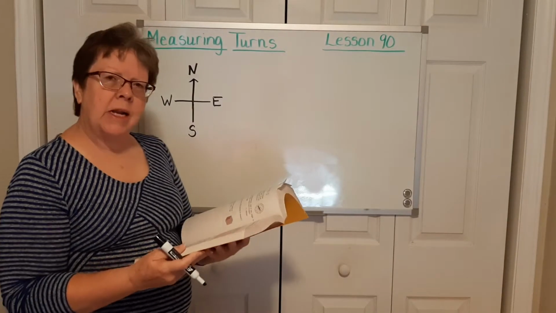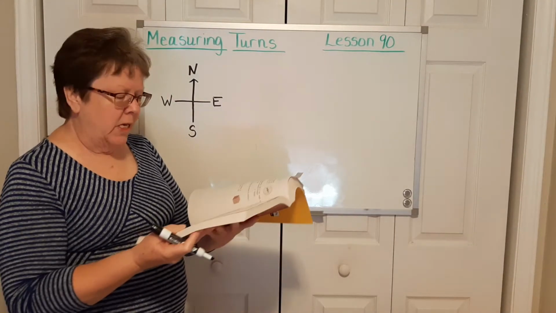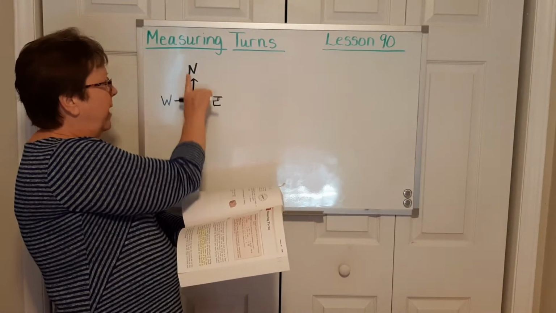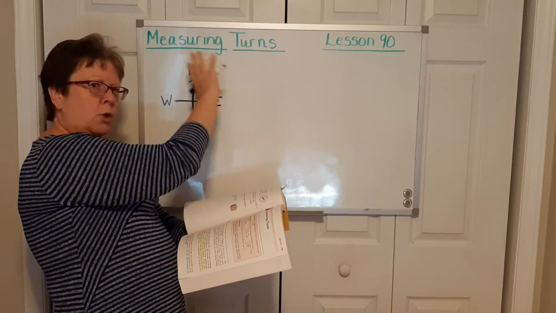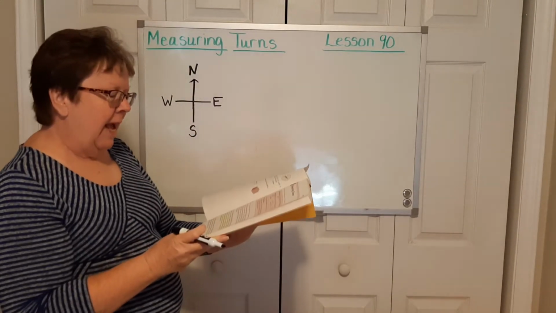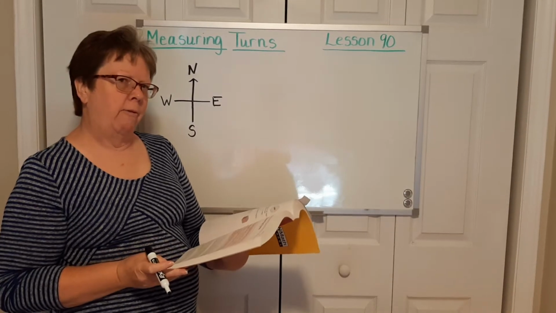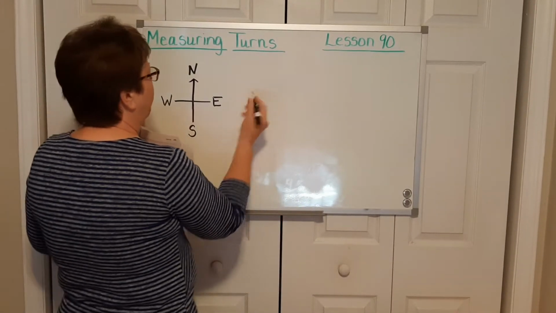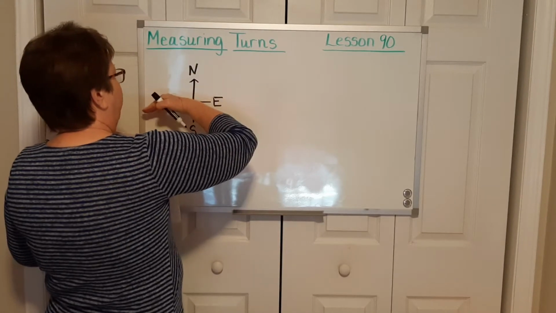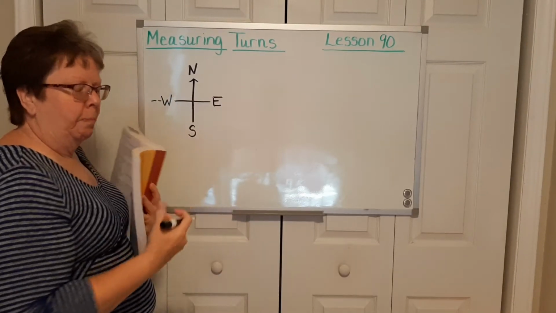Okay, so I'm on example 1 on page 479. And it reads this way. Layla was traveling north. So I've drawn a compass rose here showing you she's traveling north. It says at the light she turned 90 degrees to the left. Well, remember a 90-degree angle. This is a 90-degree angle, and she turned left. So right now she's facing west, isn't she?